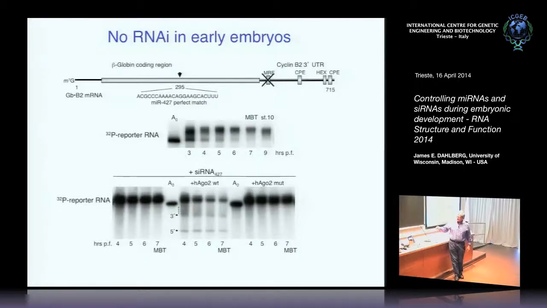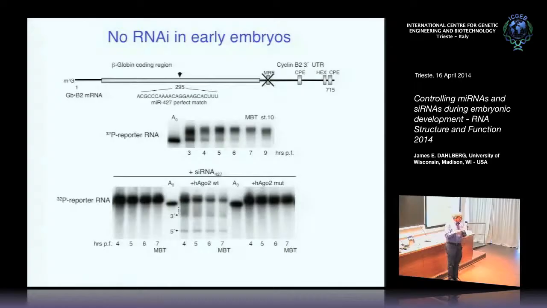Now we see cleavage of this RNA here, and these are the 2 fragments that are generated. So what that says is that the embryo lacks Ago2 activity and is unable to carry out siRNA cleavage. This cleavage occurs only with the wild type Ago2. If we inject the messenger RNA that encodes an Ago2 protein that is defective in its cleavage domain, then we see no cleavage here.